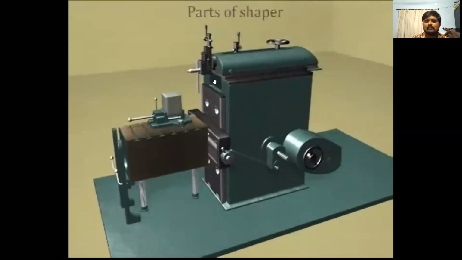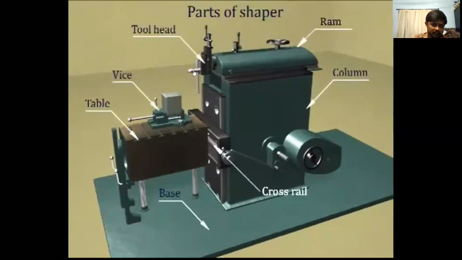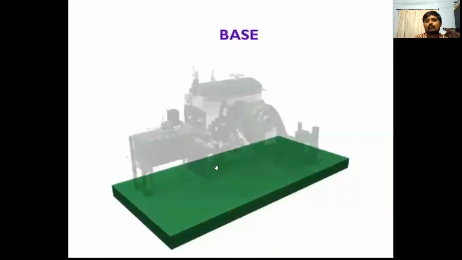We'll see the parts of the shaper. This is the base, and this is the column, and this is a table, and this is a vise which is used to hold the workpiece. And this is a tool head, where we hold the cutting tool. This is the complete base.